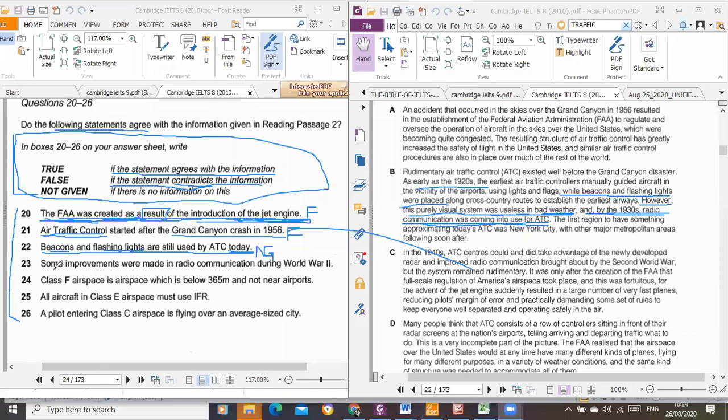Some improvements were made, you need to take note of that. And then improvements were made, as in the past, in the radio communication during World War II. Okay.